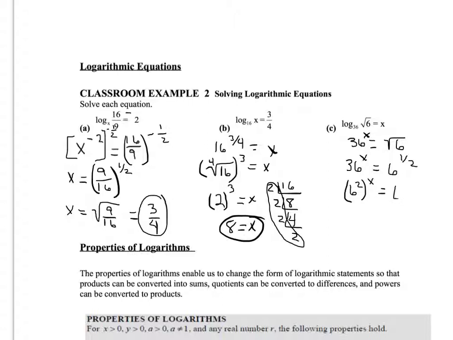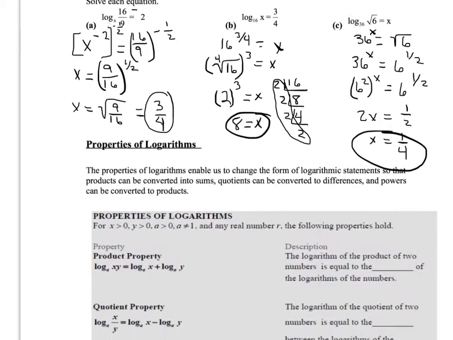If I do that, I now get this equation. My bases match. That means, because I have a power raised to a power on the left, I multiply those exponents. I get 2x equals the exponent of 1/2 on the right. Now I can either divide both sides by 2 or multiply by the reciprocal, which is 1/2. Either way I go, I'm going to come up with x equals 1/4. And that would be some examples of how you would solve logarithmic equations.